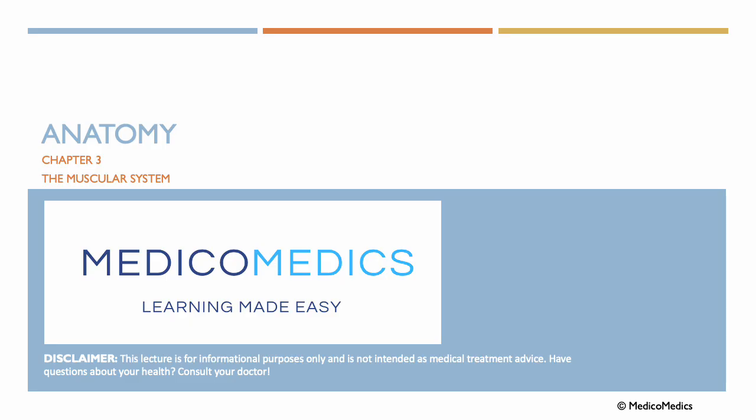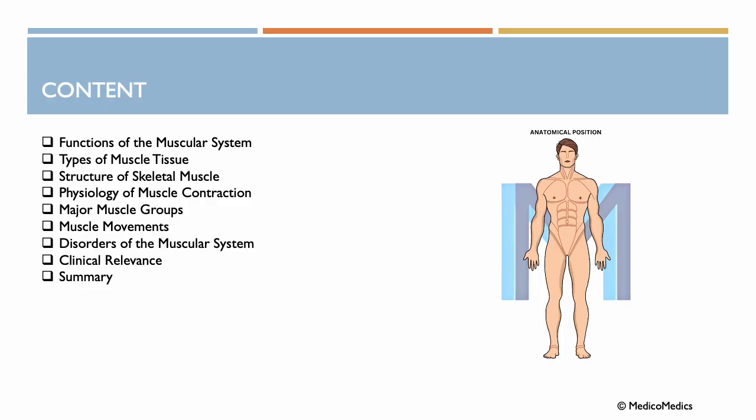Anatomy Chapter 3, the Muscular System. Now in this lecture we will discuss the functions of the muscular system, types of muscle tissue, structures of skeletal muscle, the physiology of muscle contraction, mention major muscle groups, muscle movements, some disorders of the muscular system, its clinical relevance, and end with a summary.